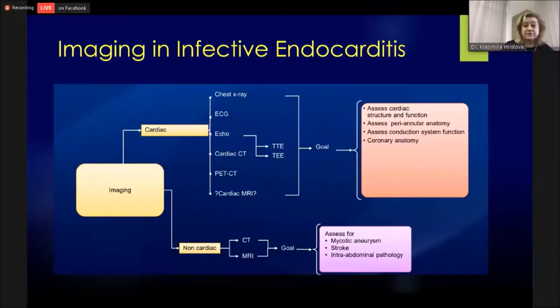Imaging of infective endocarditis is very important. When we have cardiac examination with ECG, echo, cardiac CT, PET-CT and cardiac MRI, more often we can find the vegetation, but echocardiography, mainly transthoracic and transesophageal, is the main and very useful and very easy to perform at the bedside of the patient. The goal is to assess the cardiac structure and function, the perivalvular anatomy, the conduction system function, and coronary anatomy. Non-cardiac examination includes CT and MRI, whose main goal is to assess mycotic aneurysm, sources of stroke, and intra-abdominal pathology, if we could find it from the diagnosis.